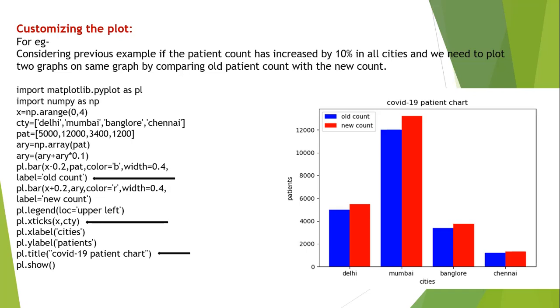So I think it might be clear to you. The legends are shown already, blue color and red color, and patient is given on the y-axis and cities are given on the x-axis. So I think that's enough for today.